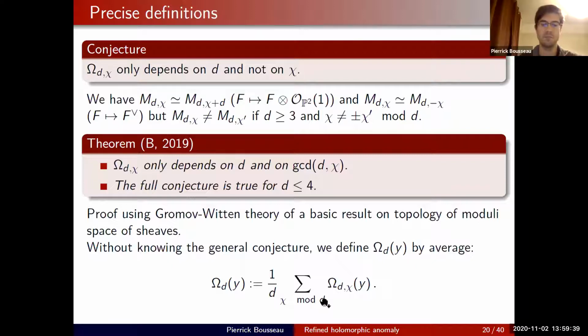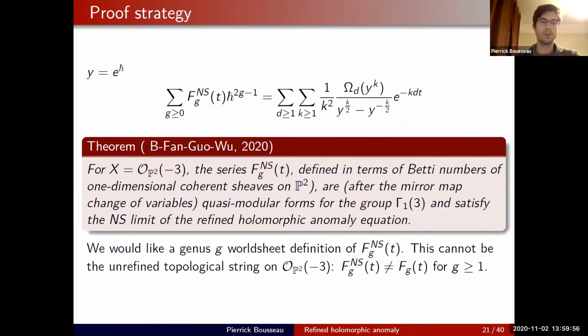This thing is mathematically the precise thing which will enter in my definition. So here I wrote the formula again. Now I say a bit more precisely what omega d of y is. It's constructed from Betti numbers of this moduli space of sheaves supported on curves in P2. They are polynomial in y.